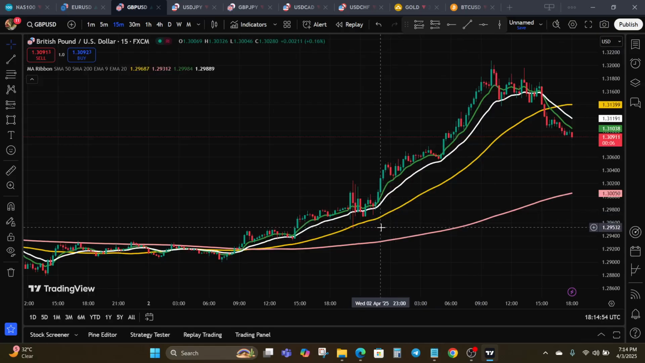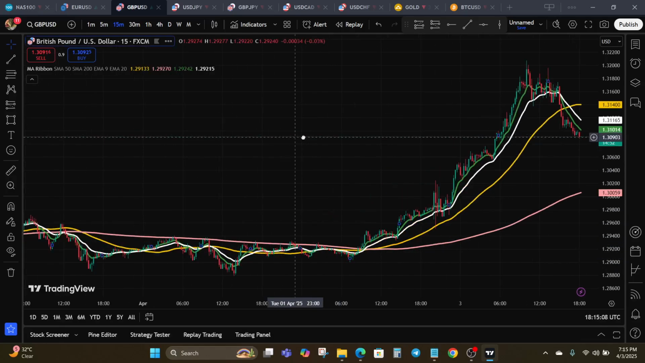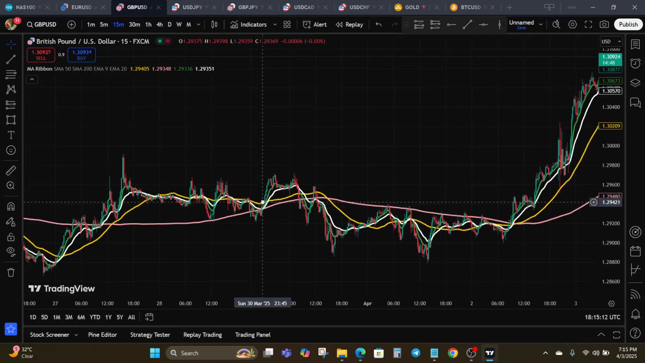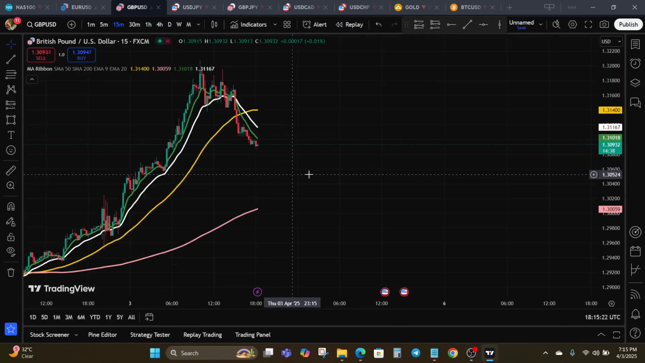The 50 SMA and 200 SMA are commonly used to spot trends. Basically, if the 50 SMA is above the 200 SMA, we focus on buy setups. If the 50 SMA is below the 200 SMA, we look for selling opportunities. Simple.